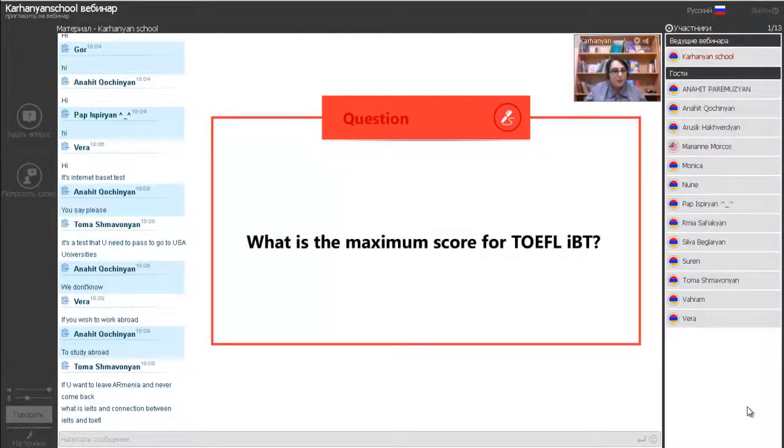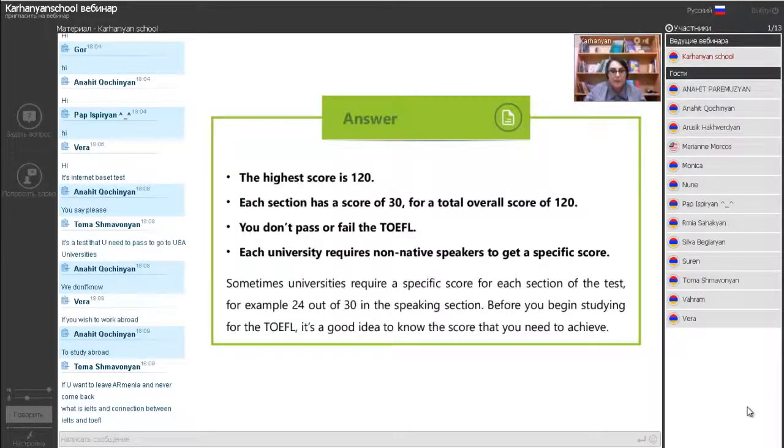But about applying to universities, I can't say that IELTS is only for Britain or Europe and TOEFL is for America, because it is not this way. It depends on the university. There are some universities in Europe that accept TOEFL tests, and there are some universities in the USA which also accept IELTS, so it depends on the university, okay?